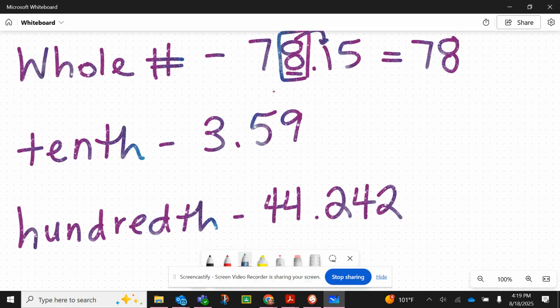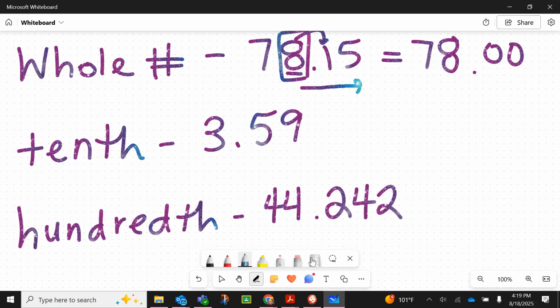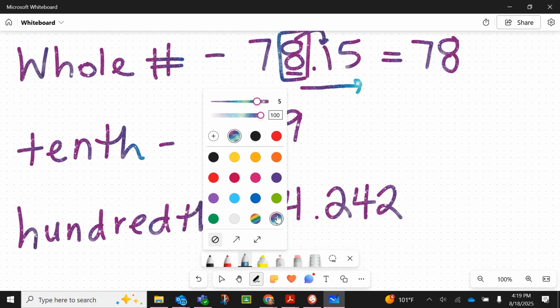And then the last part of the poem says everything that's to the right, so everything to the right of the box runs to 0 in a fright. So I can put the 0.00, or I can just leave it off. I don't even need it. It's just 78. So if I am rounding to the nearest whole number, then I should have my answer as a whole number. There shouldn't be any decimals.